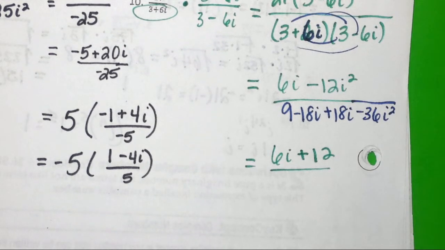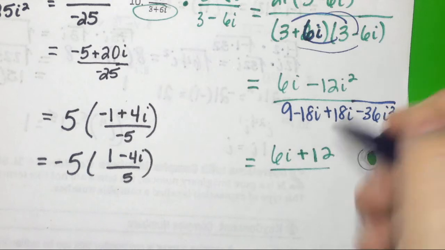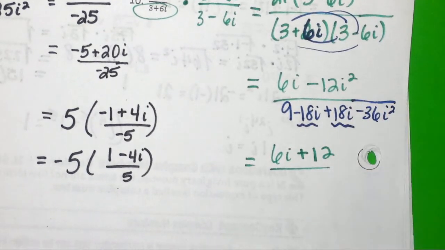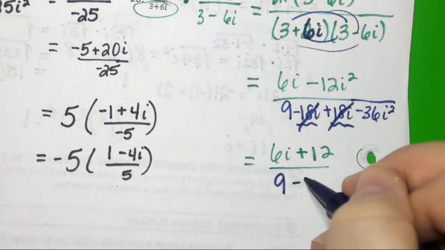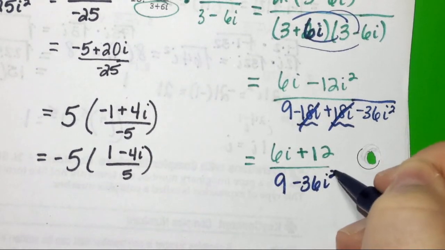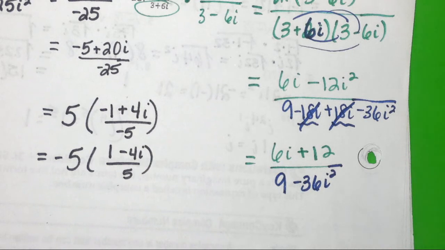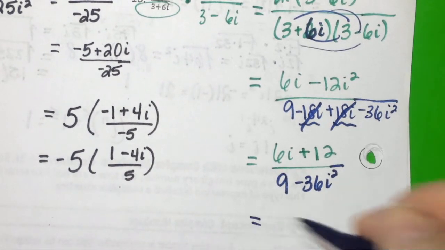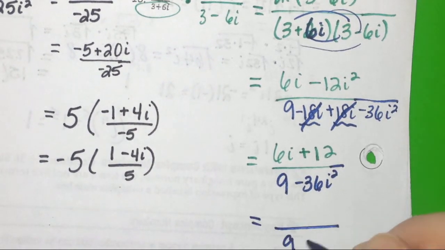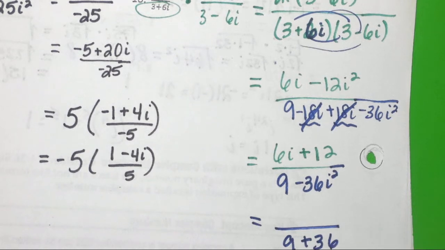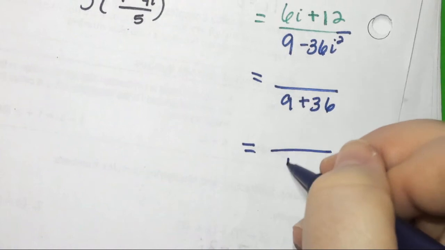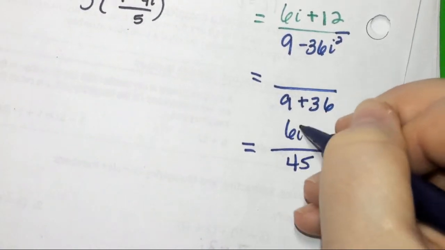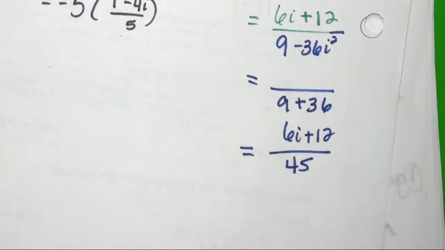And no, this was no coincidence. This happened for a reason. When we multiply by this conjugate, the outer and the inner will always end up canceling out. So our answer just has 9 minus 36i squared. But heck, we can keep going because we know i squared is really negative 1. So we actually have in the denominator 9 plus 36. And we know 9 plus 36 is really 45. So our final answer is 6i plus 12 divided by 45.